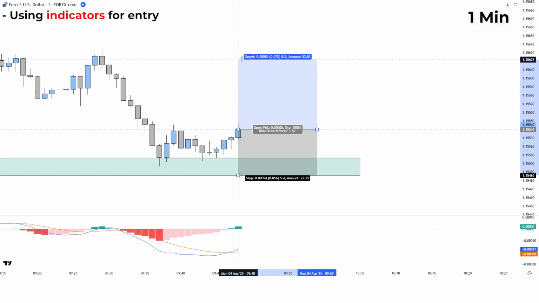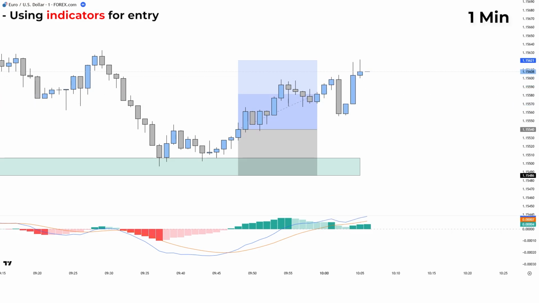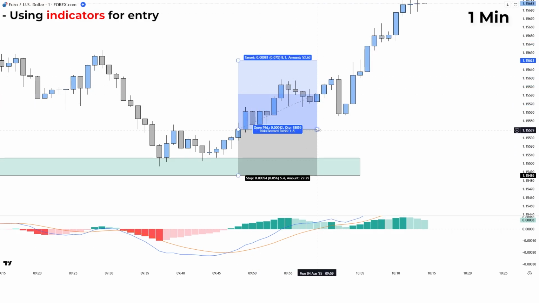The trade is taken at the close of the candle that forms right after the MACD crossover. The stop loss is placed 5 pips below the 15-minute demand zone to give the position enough breathing space. The target is set using a 1.5 to 1 reward-to-risk ratio, meaning the target is 1.5 times the size of the risk. As the market moves upward, it reaches the target, making this a successful trade.